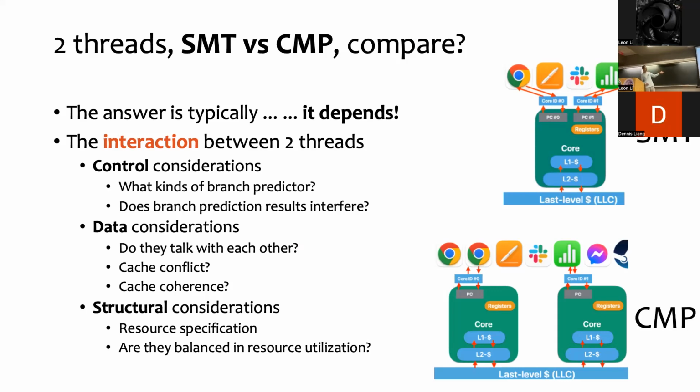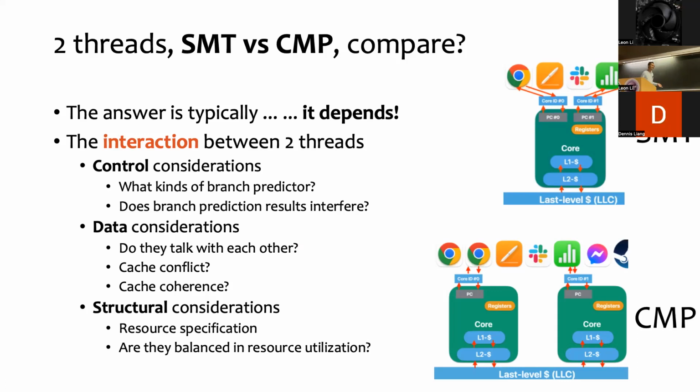Are they using the resource in a balanced way, right? So let's say we have 2 threads. One of them is using a lot of resource, the other is using very few. Then simultaneous multi-threading is probably better, right? Instead of wasting a lot of resource for one thread, we're gonna encourage the sharing of resource, and most of the resource will be taken by the more demanding thread.